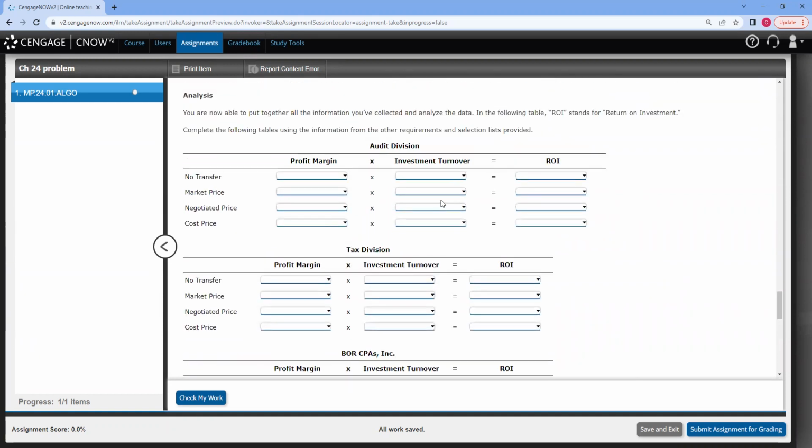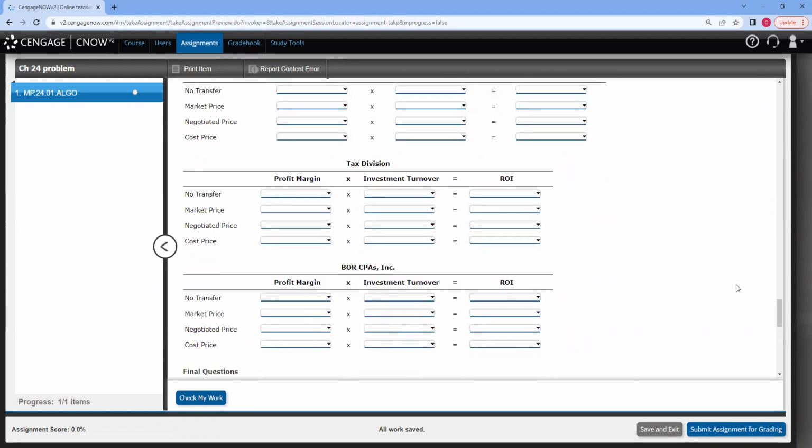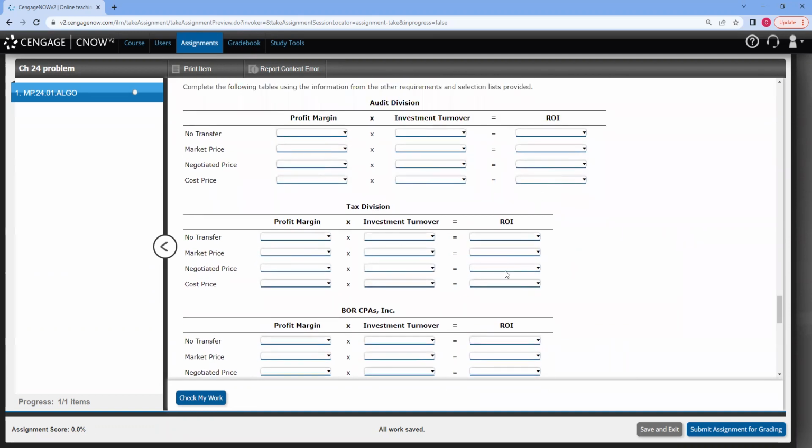You're going to do these calculations separately for the audit division, for the tax division, and then for the company as a whole. Now remember, we did say at the outset, it might not be appropriate to look at the audit division and tax division taking into account their investment turnover, bringing in the question of assets, because if they're a profit center, they don't have control over those assets. That being said, we're just doing this for comparison purposes.